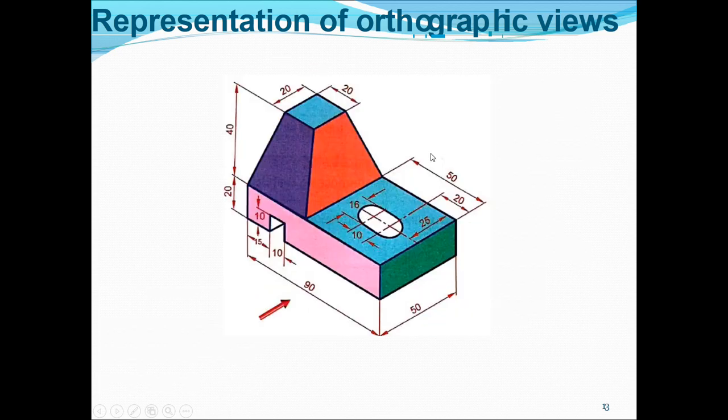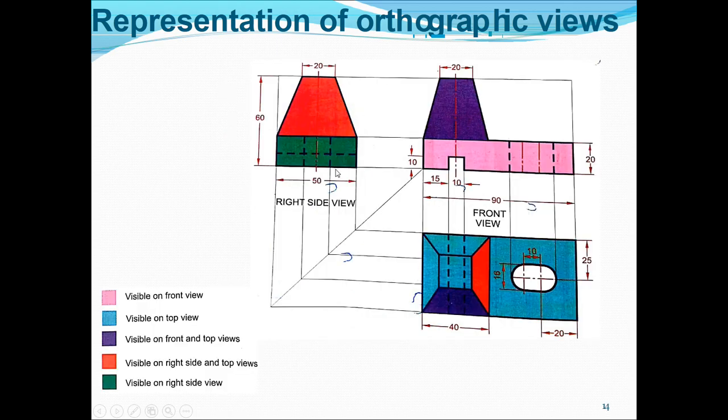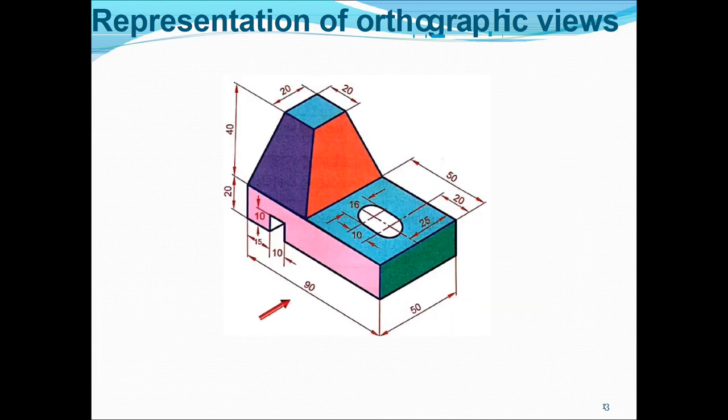Coming back to the side view, what are the colors we are able to see? I will be able to see this saffron color and one more, which is green color. So how will we draw? The saffron color and the green color. So this is the representation of my orthographic projection of the given 3D component.